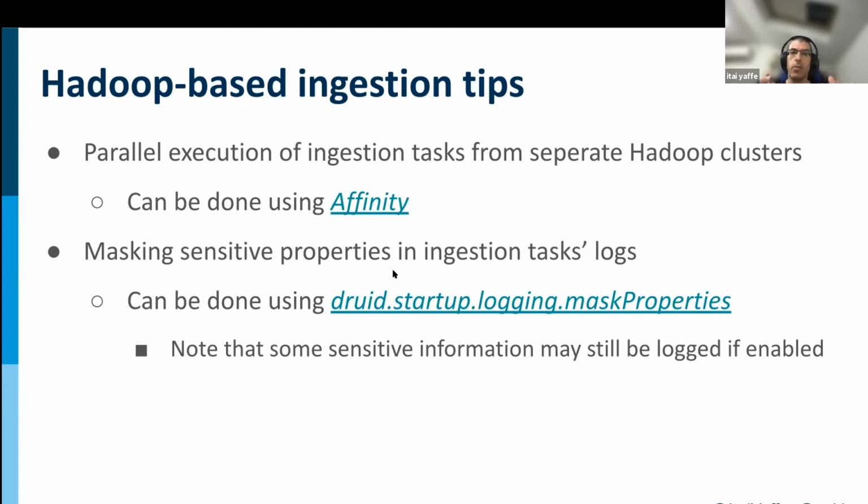Another thing that comes up quite often is how I can mask sensitive properties such as credentials in ingestion task logs. And you can do that by using the Druid startup logging mask properties. Now, I still advise you to take a look at the ingestion task logs in the first couple of times, because some sensitive information may still be logged even if this is enabled.